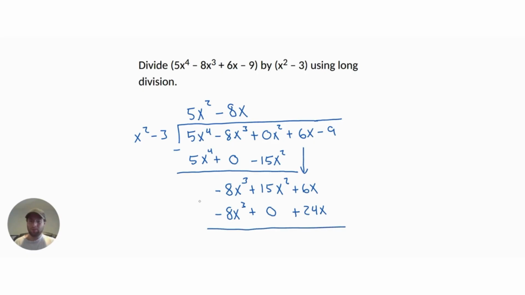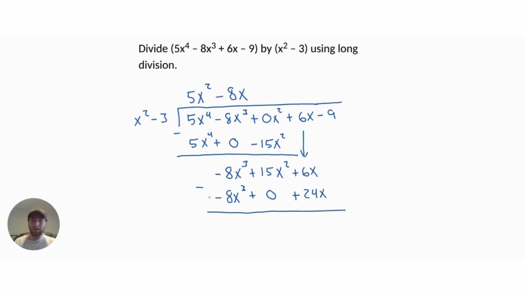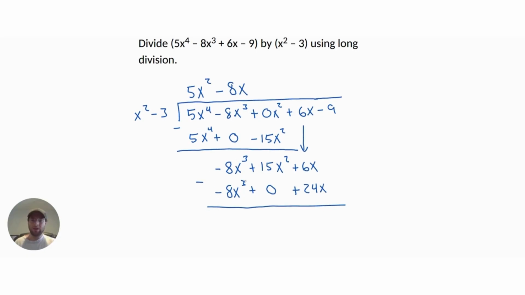Now we want to go ahead and subtract again. And that is going to give us, well, these will cancel out. This plus 15x squared is going to drop down right here. And then 6x minus a positive 24x will give us a negative 18x. Okay. And now we want to drop down the negative 9 right here.